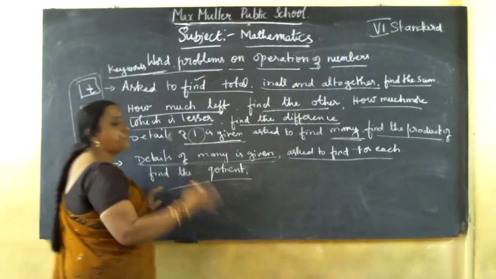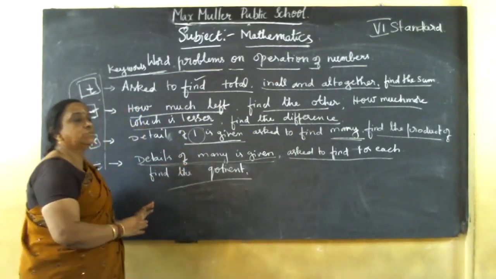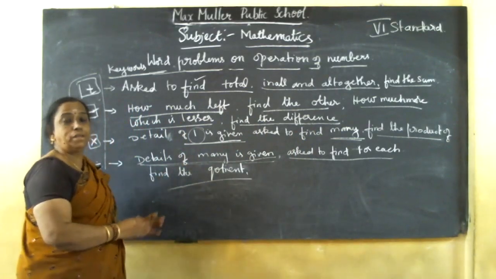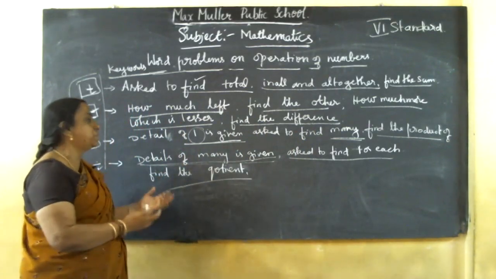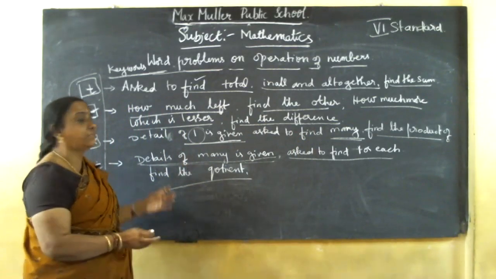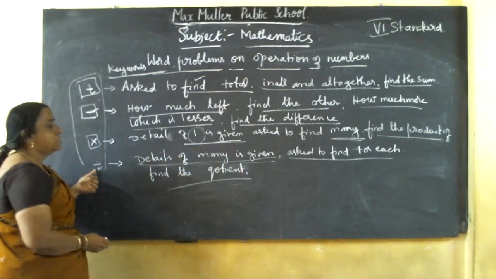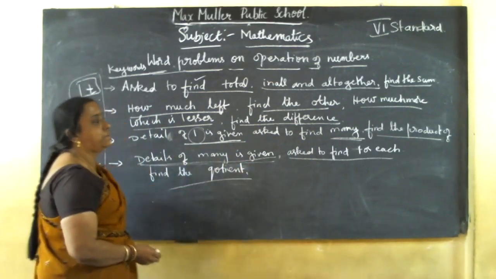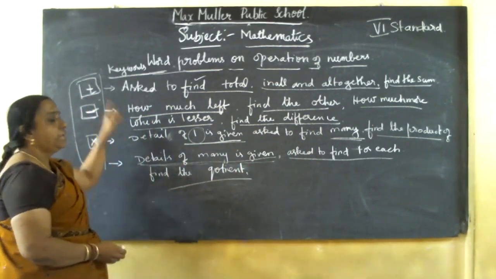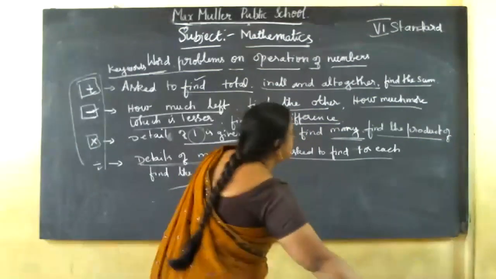Division: details of many. They'll give many. The cost of many books is this much. Many means like 1,000, 150 or 5. If asked to find one or each, you should go for what? Division. Find the quotient and remainder is also division. Clear? If you know this, we can solve sums easily.